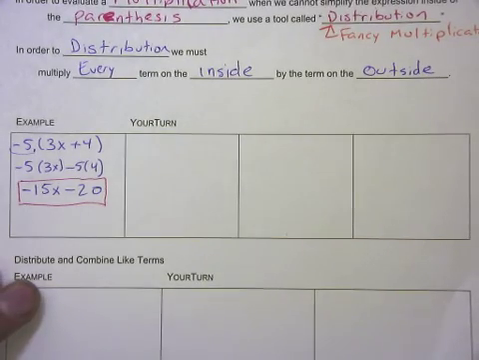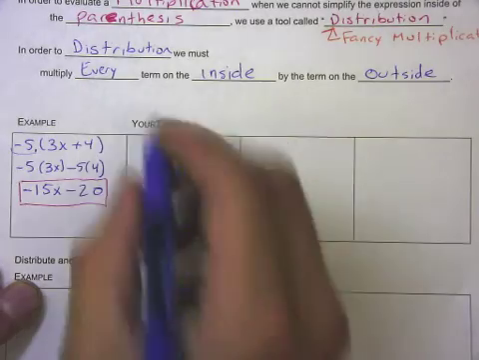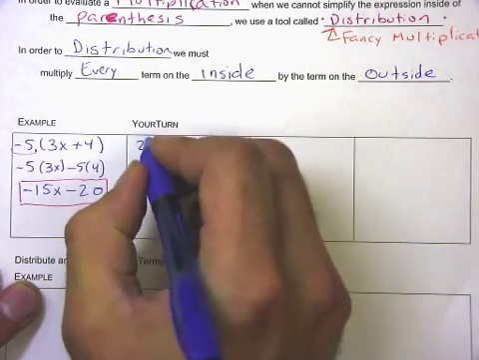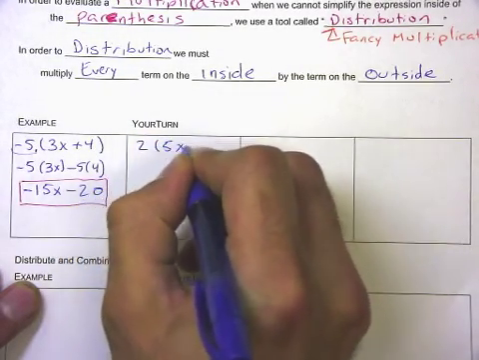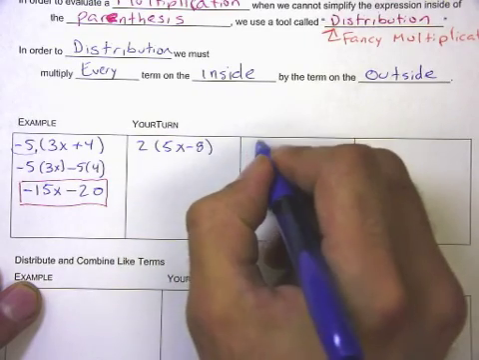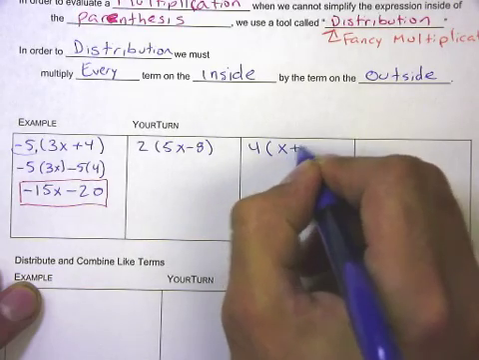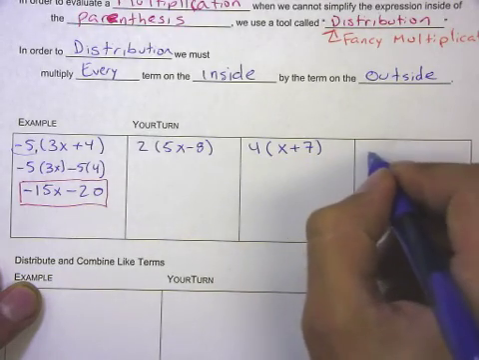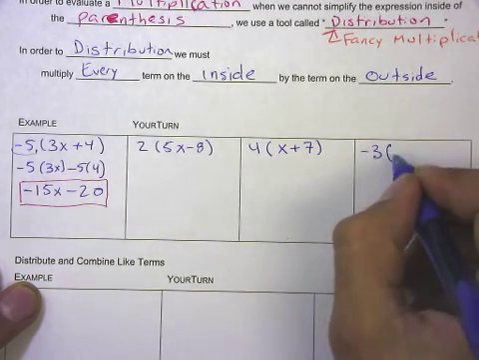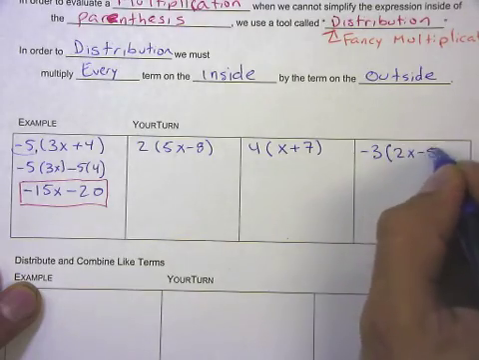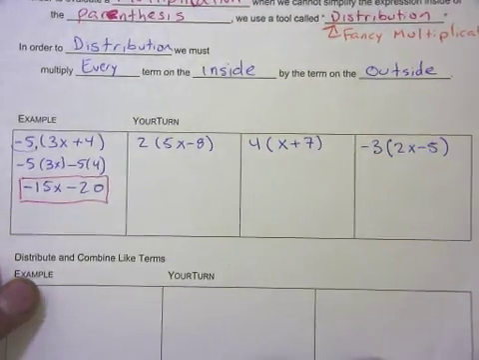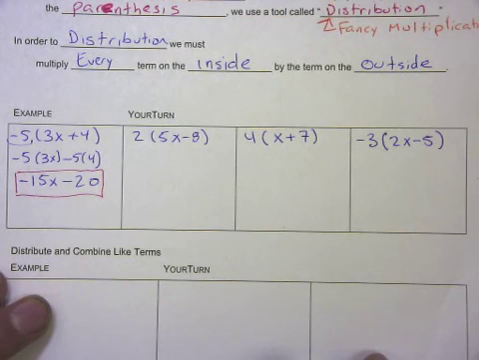Do me a favor and try these next 3 problems on your own. We've got 2 times 5x minus 8. We've got 4 times x plus 7. And negative 3 times 2x minus 5. Pause the video, give those a shot, and then come back to the video to see if you got those right.